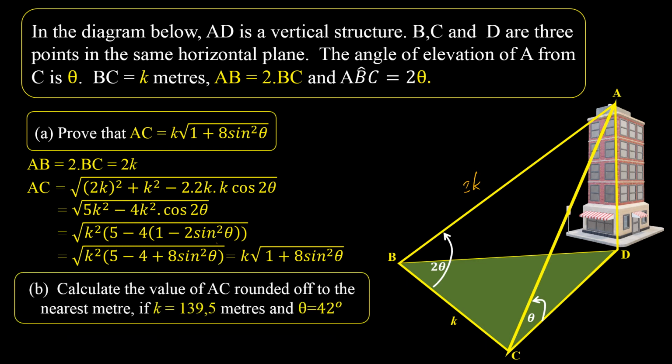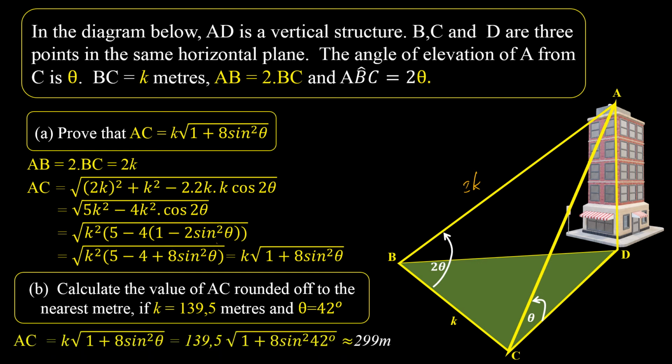Question B, calculate the value of AC if k equals 139.5 and theta equals 42 degrees. Substitute into the formula and use the calculator. We get 299 meters.